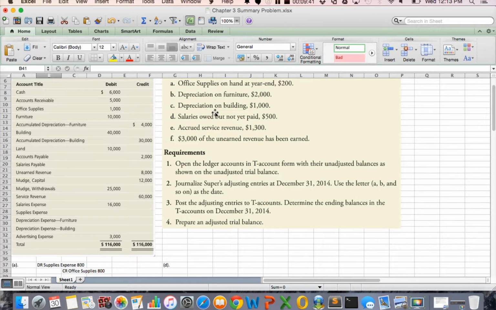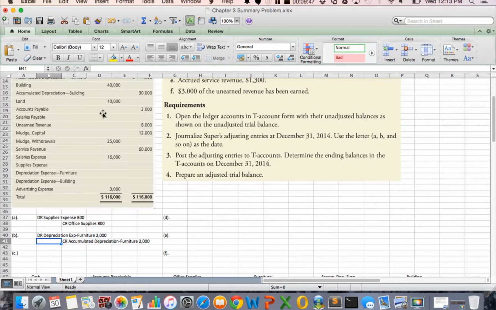Okay, and depreciation on building, letter C, should be exactly the same as we had in B, except now instead of furniture as the specific account, it's going to be buildings. Okay, so I have a debit, depreciation, whoops.